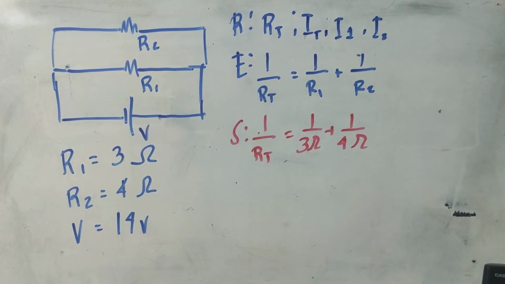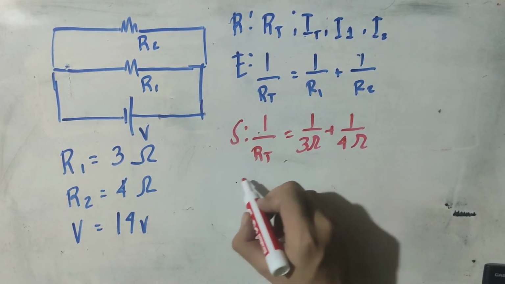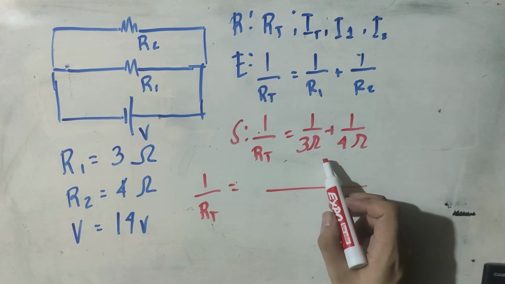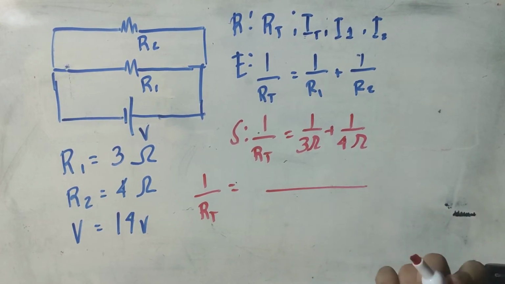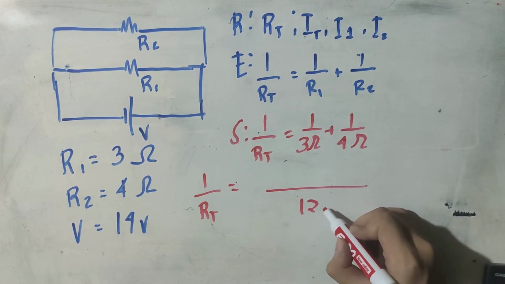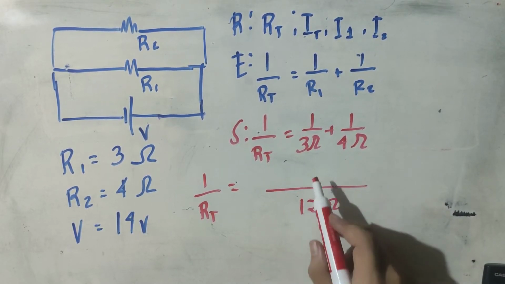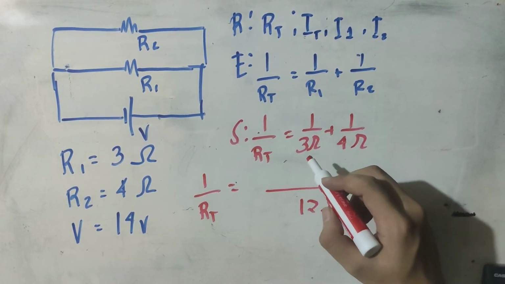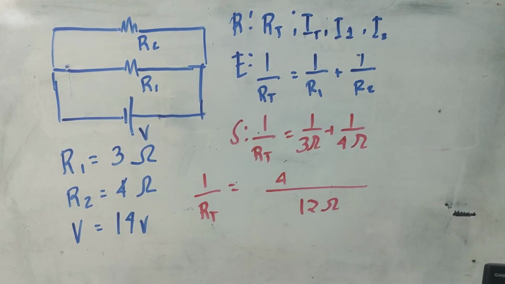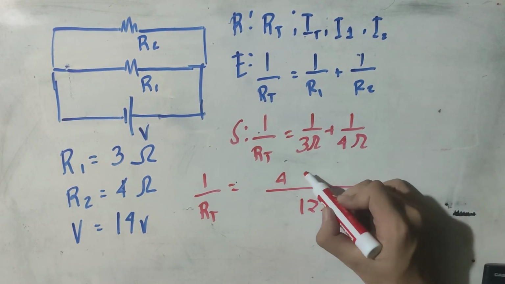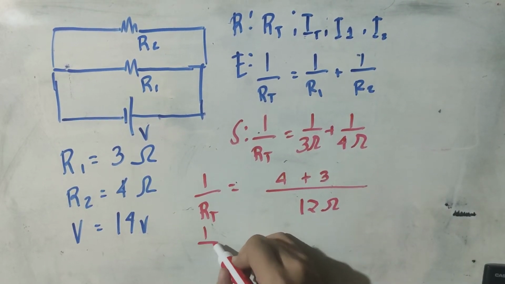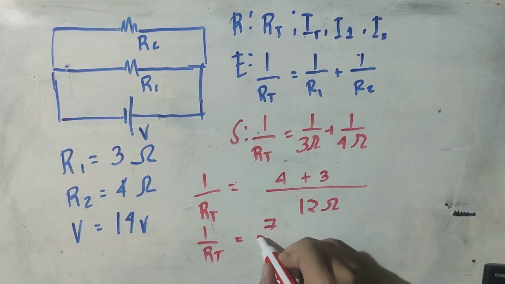Okay, so to add fractions, first what we need to look for is the least common denominator, or the LCD. So what's our LCD for this? Just multiply them, that's easier. So this is 12, 3 times 4. Okay, 12 divided by 3 is 4, 4 times 1 is 4. Next we have 12 divided by 4, that's 3, times 1 is 3. So our 1 over RT is equal to 7 over 12.